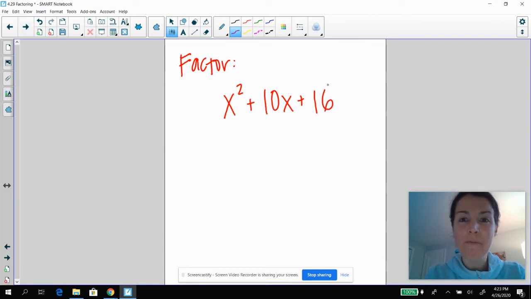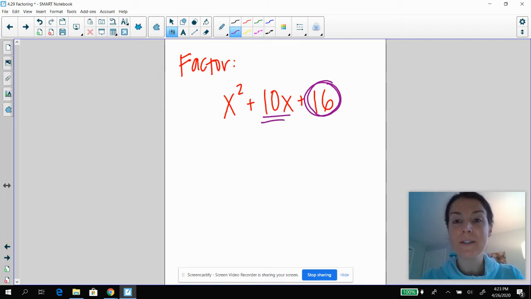So let's try it here. Let's think about factors of 16 that combine in some way to get me a 10. So my factors of 16, I have 1 and 16. I have 2 and 8. Ooh, that's nice. 2 and 8. When I add 2 and 8 together, I get a 10.